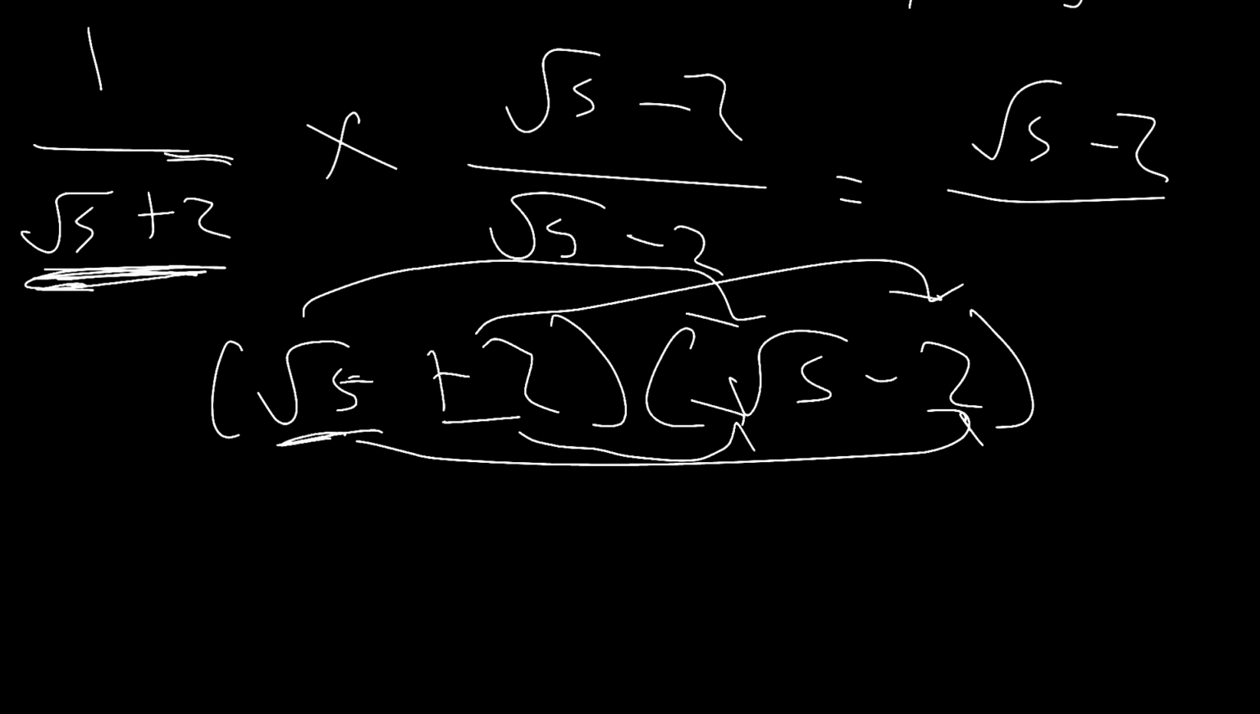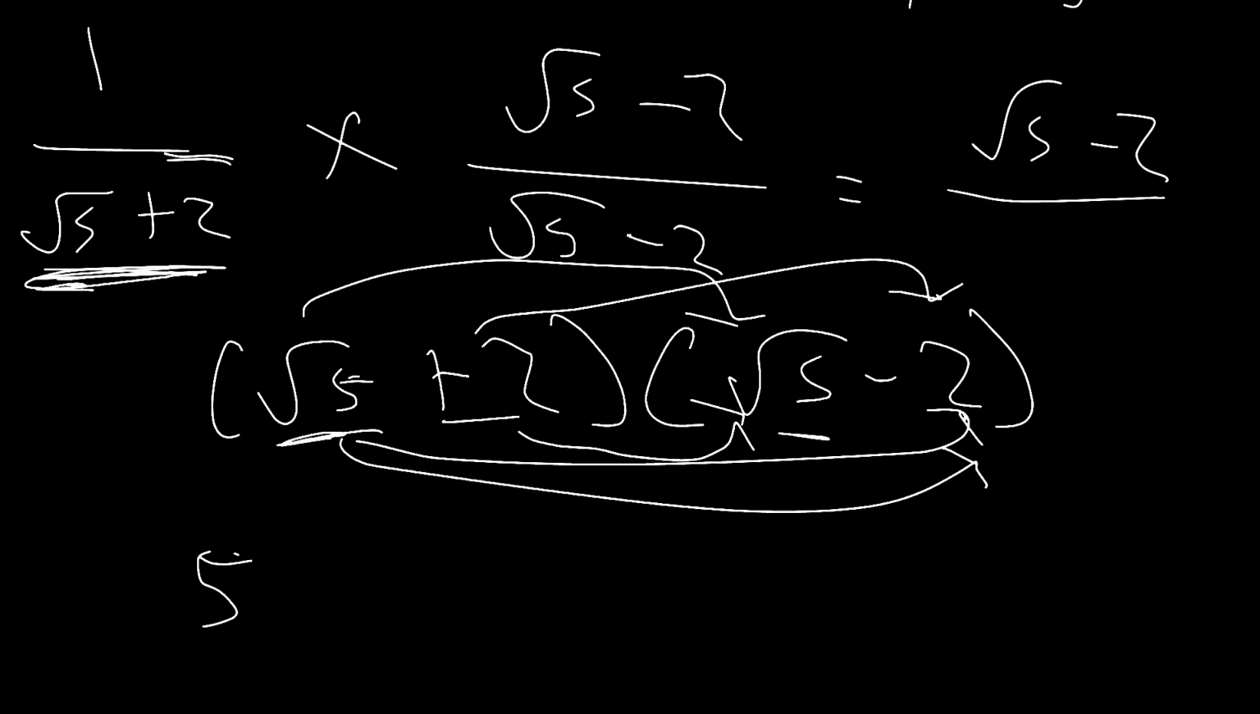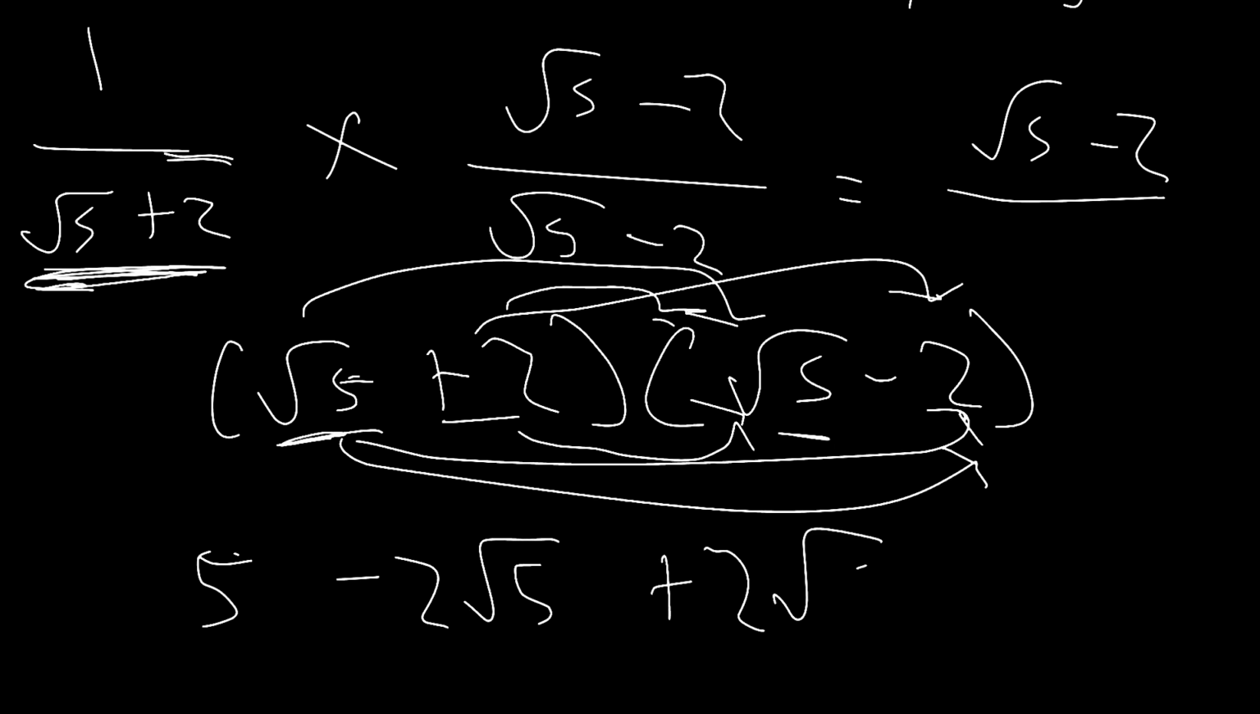So this root 5 times this root 5 gives me 5, or root 25. And then I have this root 5 times this minus 2 gives me minus 2 root 5. Then I have plus 2 times root 5 gives me plus 2 root 5. And then finally I have plus 2 times minus 2, which gives me minus 4. And then all we have to do is just simplify it. So I have minus 2 root 5 plus 2 root 5, that gives me 0. And then I have 5 minus 4, which gives me 1.